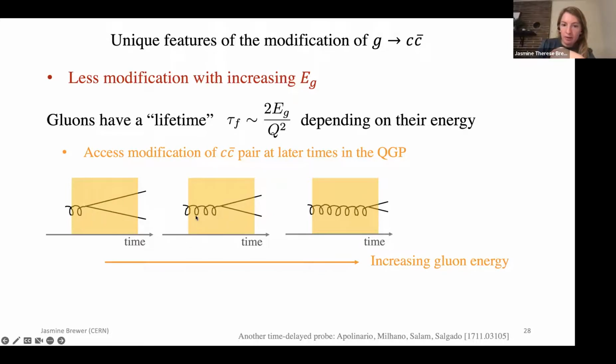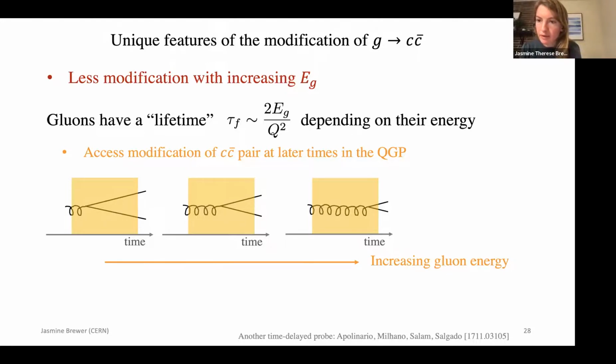On the other hand, as you have longer and longer gluon lifetimes, the modification of this process becomes more and more dominated by interactions with the gluon. Then, for example, signatures of broadening, which you might expect on the charm quark pairs, will be much less in this case, just because the charm quarks were not in the medium for very long, because the gluon was there for so long.